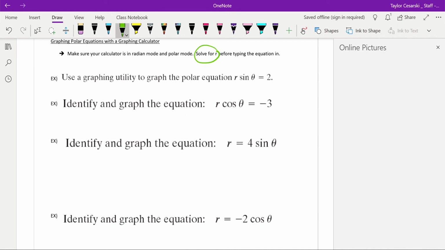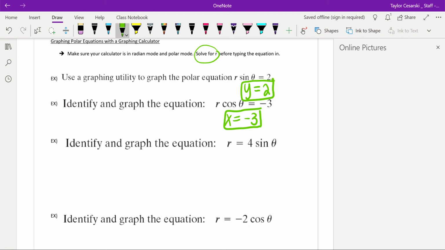But first, we're just going to do just like we did before. This is actually the one that we just had, so this should look like y equals 2. Our cosine of theta one should look like x equals -3. So that one's actually going to be a vertical line.